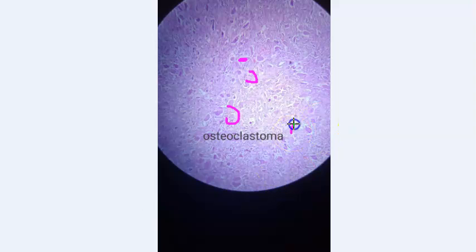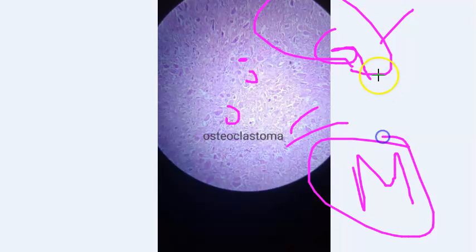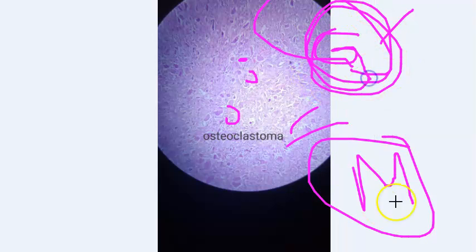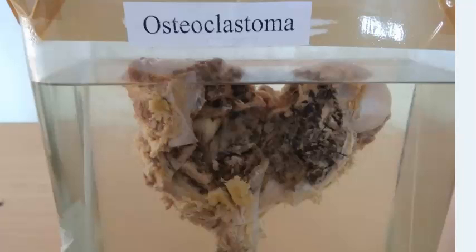About osteoclastoma, 2 points in gross, then 2 points in microscopy. What will you say in gross? A soap bubble-like appearance in radiology, honeycomb appearance in gross. It will affect the epiphysis. In microscopy, what will you say? Giant cells, etc. See, this is a giant cell. This is the epiphysis, honeycomb appearance, hemorrhage, necrosis.